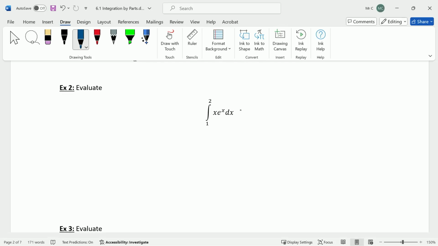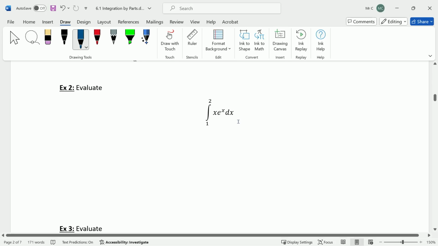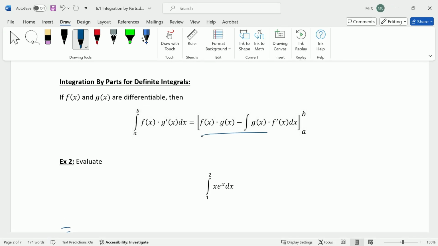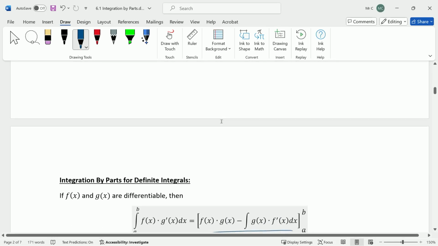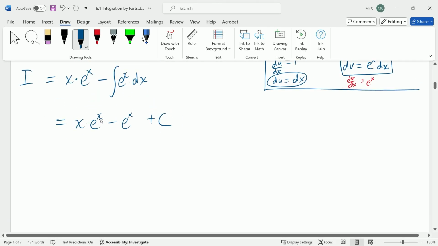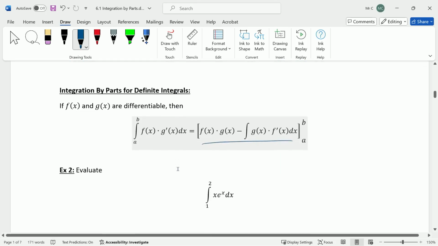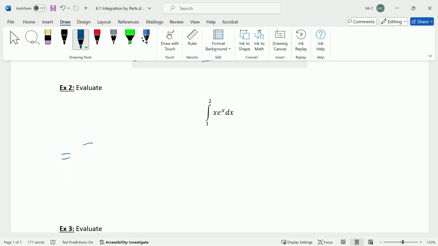So in this case, we've got the same integral here, x e to the x dx. So I'm not going to redo all the work. I'm just going to say, hey, I integrated this whole thing. I applied my formula. I got this result, x e to the x minus e to the x plus c. We don't have to worry about the constant for a definite integral. So we can just write x e to the x minus e to the x.